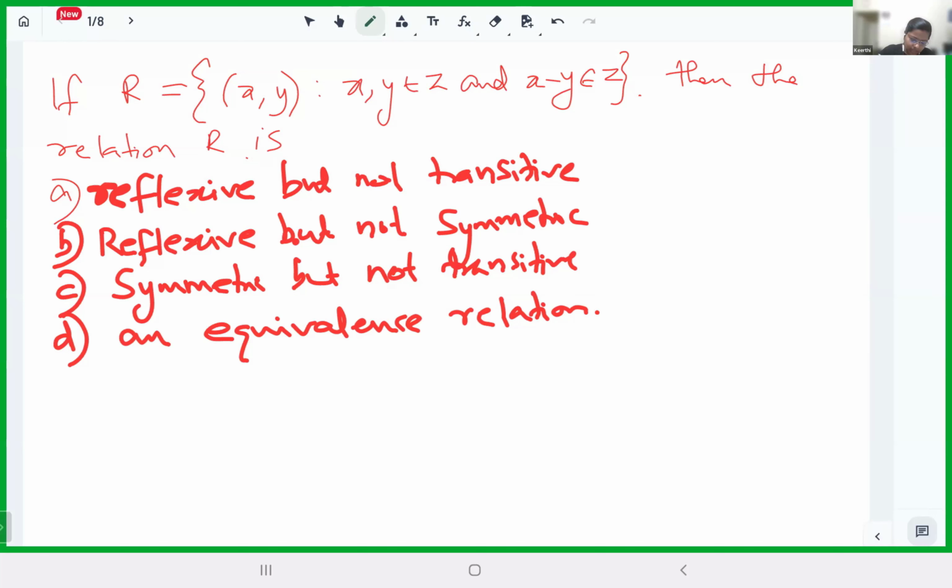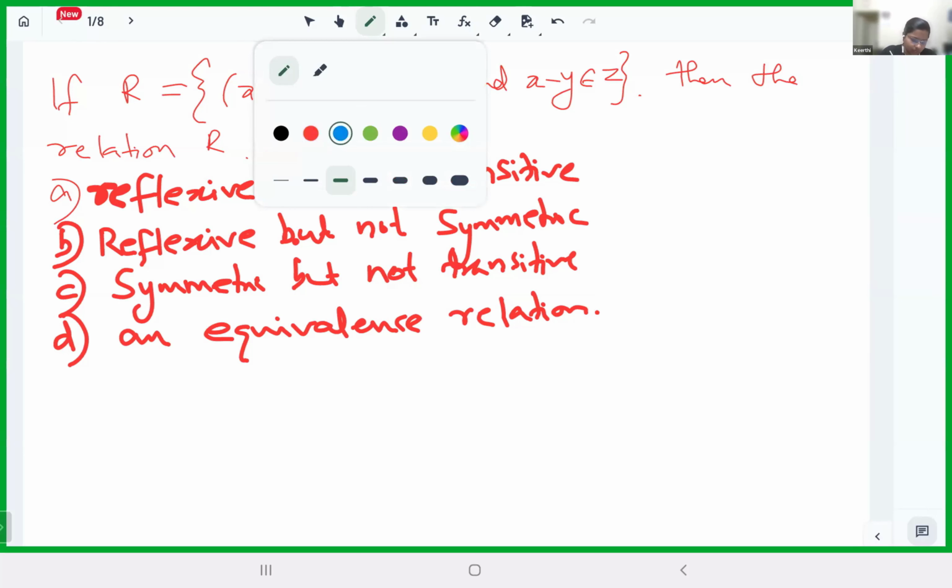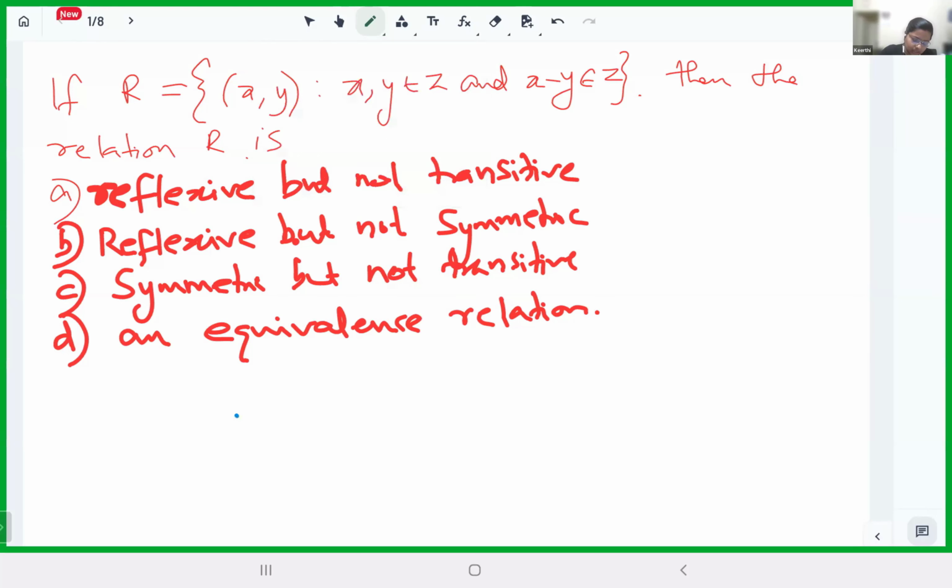So we are starting from the reflexive property. Here it is said that the relation is defined on Z, that is, X, Y belongs to Z, which means X and Y are members of the set of all integers. Z is the set of integers. So any element in that particular relation should be an integer. And the second condition is that X minus Y should also belong to Z. The difference of those two elements in the ordered pair should be an integer.